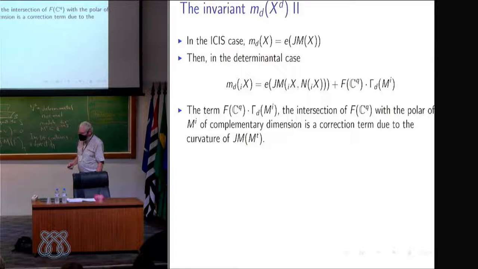So here I explain what that is. It's just, as I said, the intersection of the image of F with the polar of complementary dimension. And what's new is that when we look at it, we'll see that this is sort of a correction term due to the curvature of the generic Jacobian module.